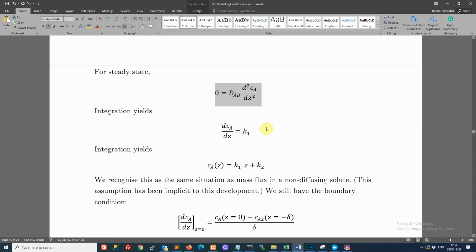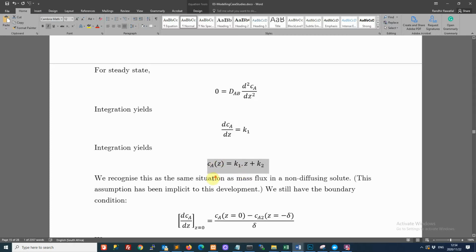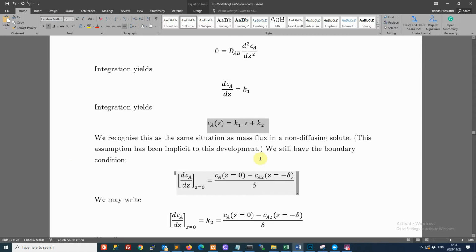And then if you integrate this again, this is a constant in z, so if you integrate it, then that's k1 z plus k2. Okay, so that's general, but we need these constants k1 and k2 before we can call this a solution. So to do that, let's use that first boundary condition.